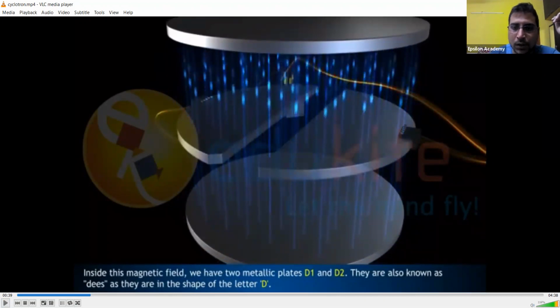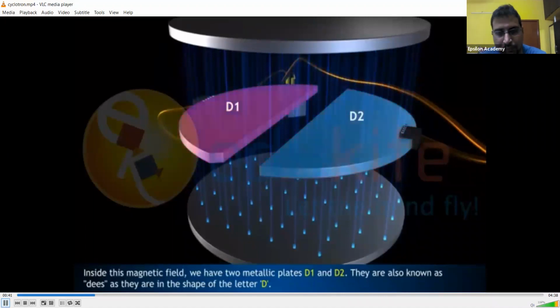Okay, so they will be in the shape of two Ds, which are generally called dees. These are the metallic plates. They will be named D1 and D2, and these metallic plates will be connected to some electric source. Have this in your mind: two metallic plates, D1 and D2. They're also called Ds, as they are in the shape of the letter D.